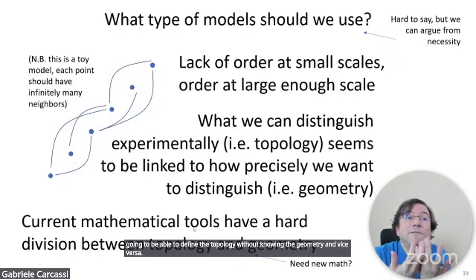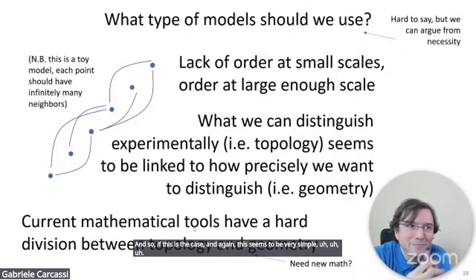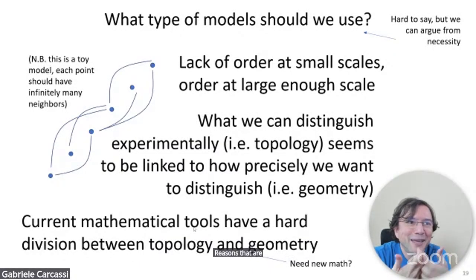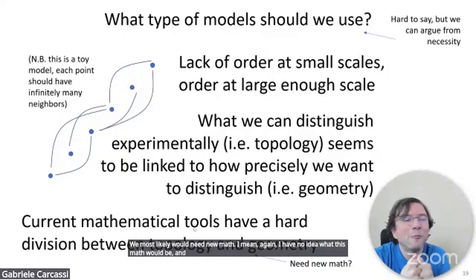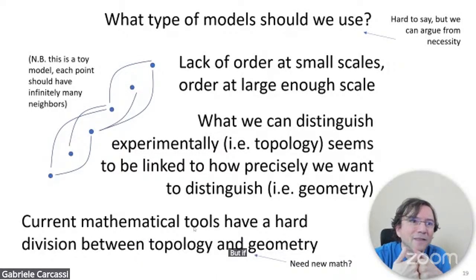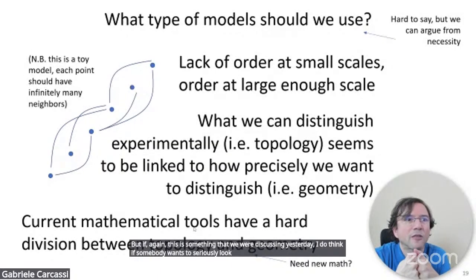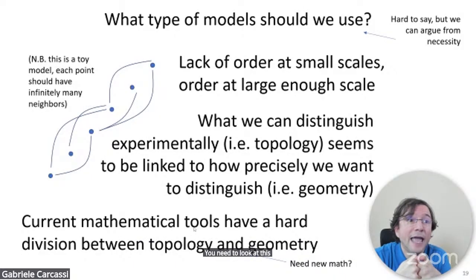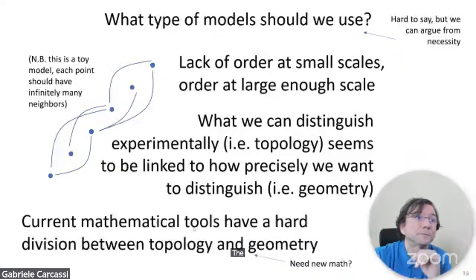And so if this is the case, and these seem to be very simple reasons that are very simply grounded, then it would mean that we most likely would need new math. Again, I have no idea what this math would be, and right now I'm not working on this. But this is something that we were discussing yesterday. I do think if somebody wants to seriously look at what are the mathematical structures that you need to look at this problem closely, they're very hard problems, because I don't think there is math that you can simply go look at and, oh yeah, you're going to find the problem solved. So that's basically it.